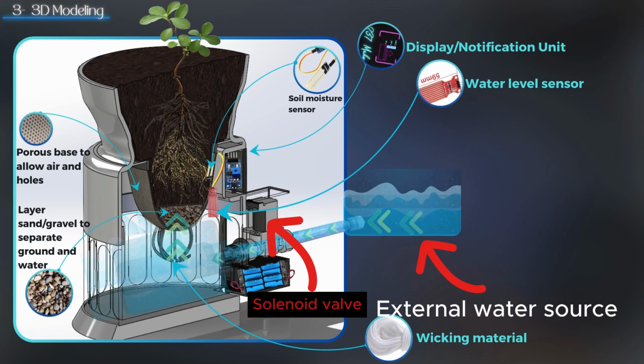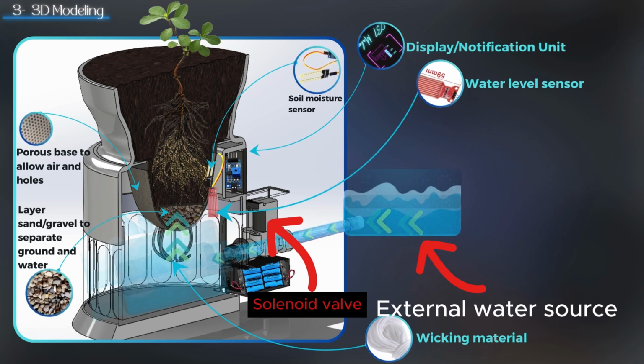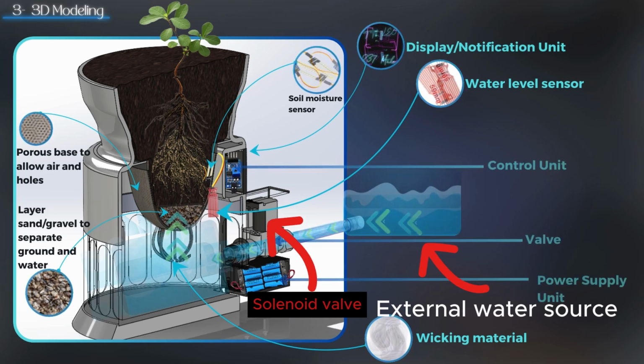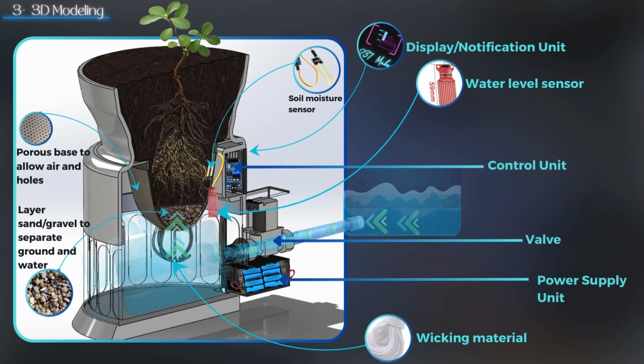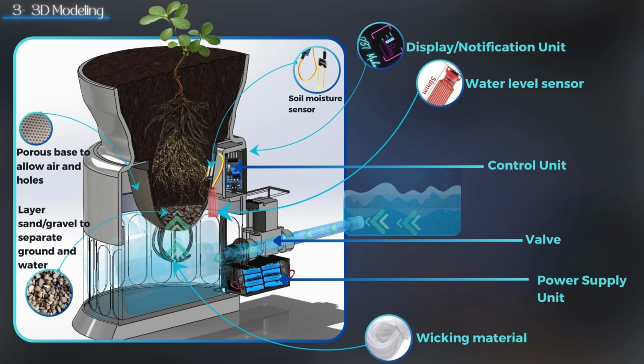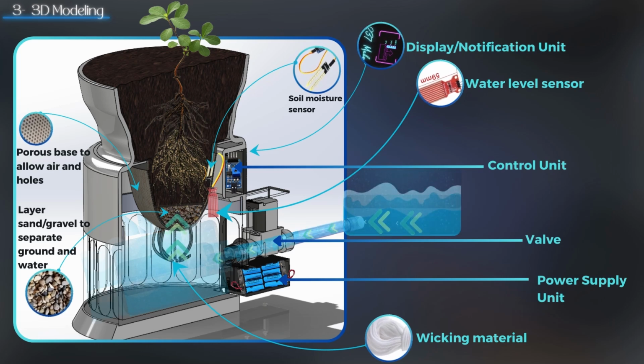As you can see, the base of the wicking material is made to be porous, and we have a layer of sand and gravel to separate ground and water. We also have a display unit in front of the system, which displays notifications. We have a water level sensor, which is sensing the level of water. We have a moisture sensor, and we have the wicking material, the control unit, the valve, and the power supply unit.